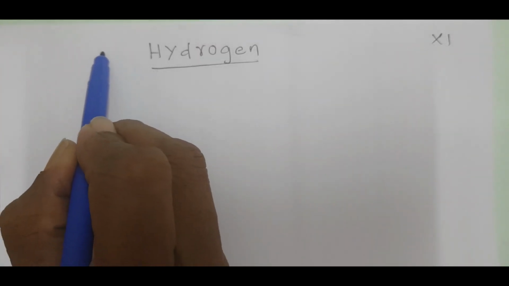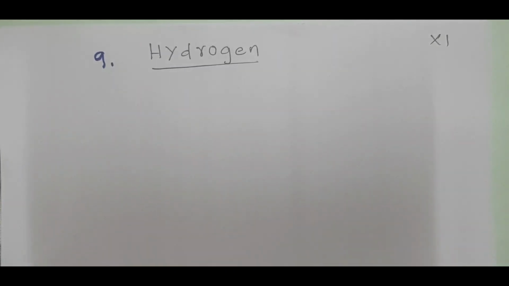Hello everyone. So moving on to the next chapter, that is chapter 9, hydrogen. Very simple chapter, as you all know about hydrogen, isn't it? It is the simplest. Hydrogen has the simplest atomic structure among all the elements in nature. You know that, isn't it? It has only one proton and one electron. Simple hydrogen has no neutron, isn't it?